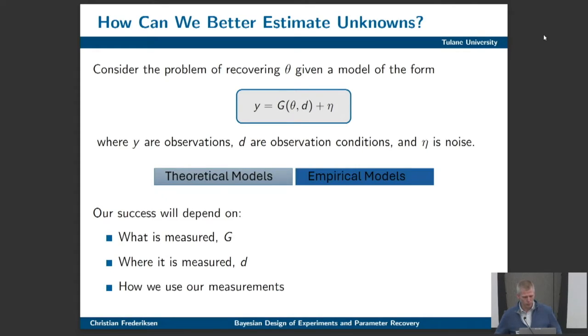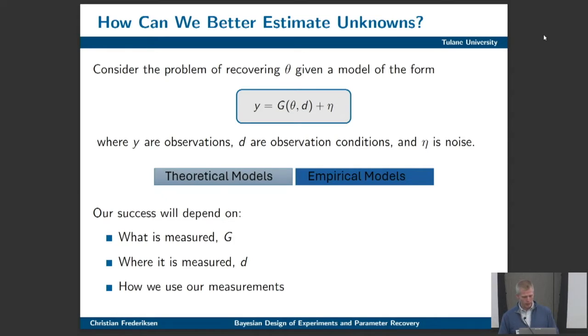The theme of both of these projects is how can we better estimate unknowns? We've got a parameter theta, and we've got some data, and we're going to assume our data is generated by some function of our parameter theta, and where we collect our data, which is going to be d, and it's corrupted by some additive noise that we're going to call eta. We can consider theoretical or empirical models. Our ability to determine theta is going to depend on what we're measuring, which is implicit in the function g, where we're measuring it, which is just d, and how we use our measurements.